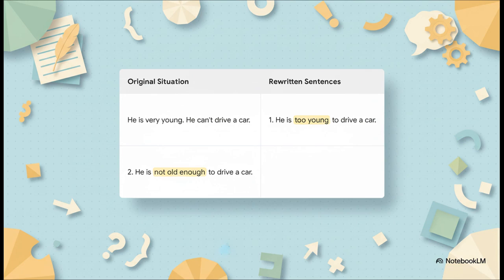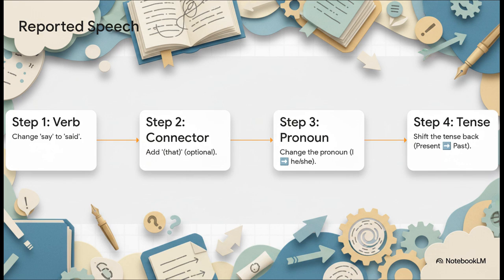The situation is, someone is young, so they can't drive a car. So you could say, he is too young to drive. The word "too" makes it sound like his age is the problem. Or you could say, he is not old enough to drive. This way, you're focusing on what he's missing. More years. See? Both sentences are perfectly correct and describe the exact same situation. Pretty cool, huh?